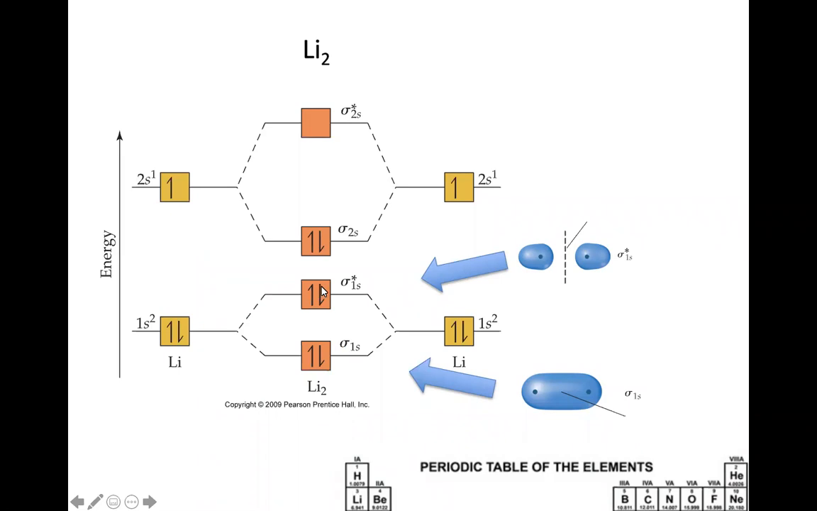Bonding, anti-bonding, bonding, anti-bonding. If we're starting to connect what kinds of representations go with those for the molecular orbitals, this is the shape that goes with the bonding. This is the shape that goes with the sigma star anti-bonding.